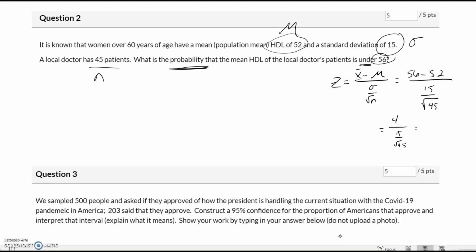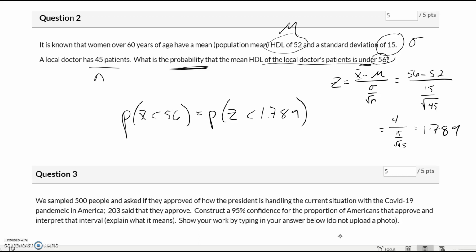To get the z-score, let's see, 15 divided by root 45. Maybe I calculate that first. 2.23 on the bottom. So 4 divided by that answer, and I get 1.789. That's my z-score. So the probability that x bar is under 56, less than 56, we converted it to standard normal like we always do for these probability questions. So that's z less than 1.789.